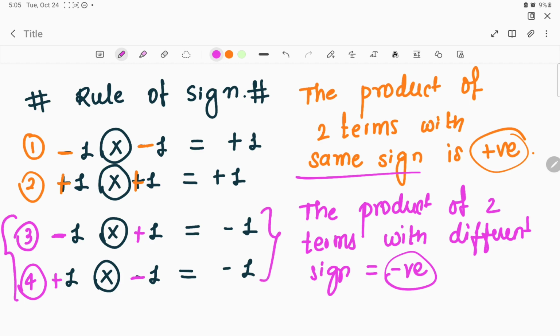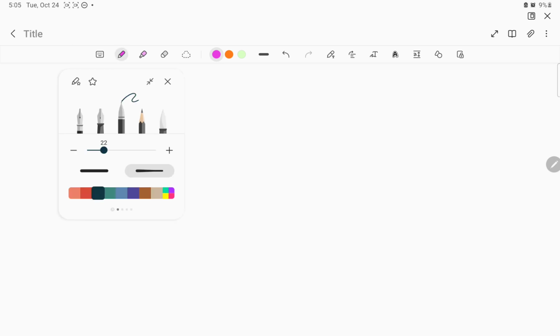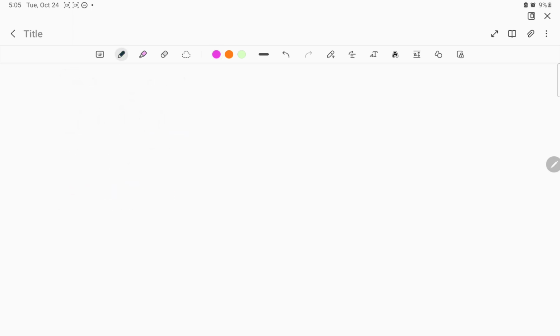Okay, this was a basic rule of sign. These rules are again applicable for addition and subtraction. I'll tell you, because there is a little bit of change over there. So before that, we'll be talking about the most important topic of today's class, that is classification of numbers. The next topic is classification of numbers.